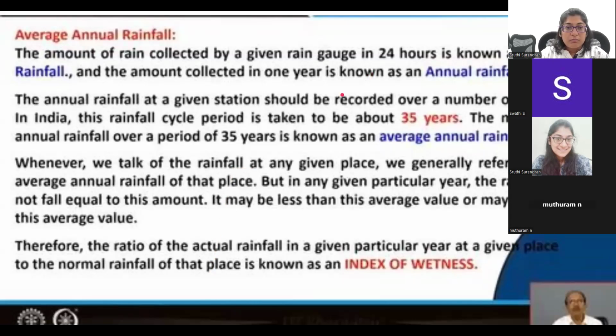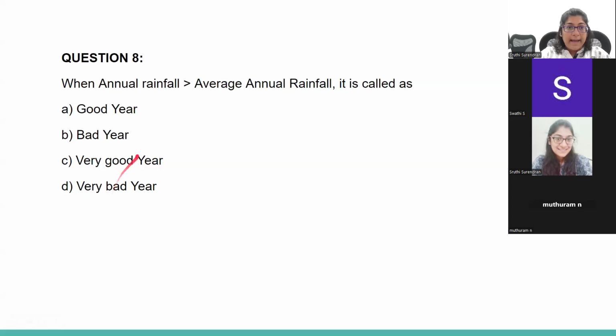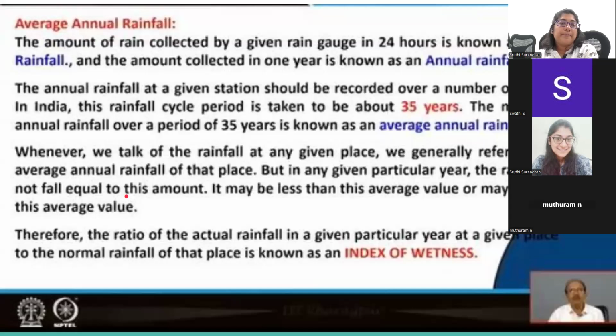There are different terms here which might not be very familiar to us, which is basically annual rainfall and average annual rainfall. What is the difference between these two, and what are these good year, bad year, very good year, and very bad year? Are they just simple terms used, or do they have any significance or meaning when we use them in hydrology?